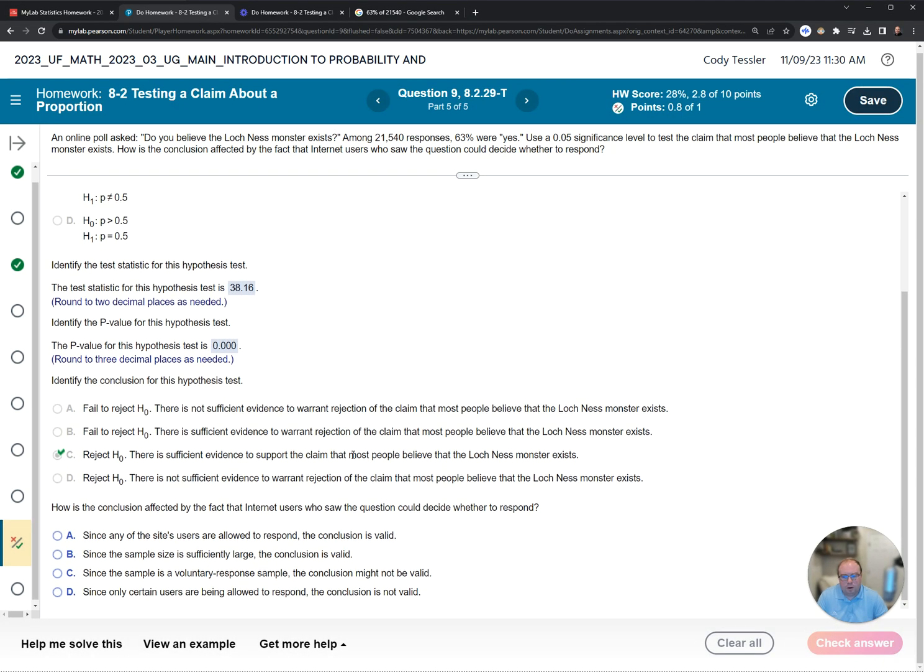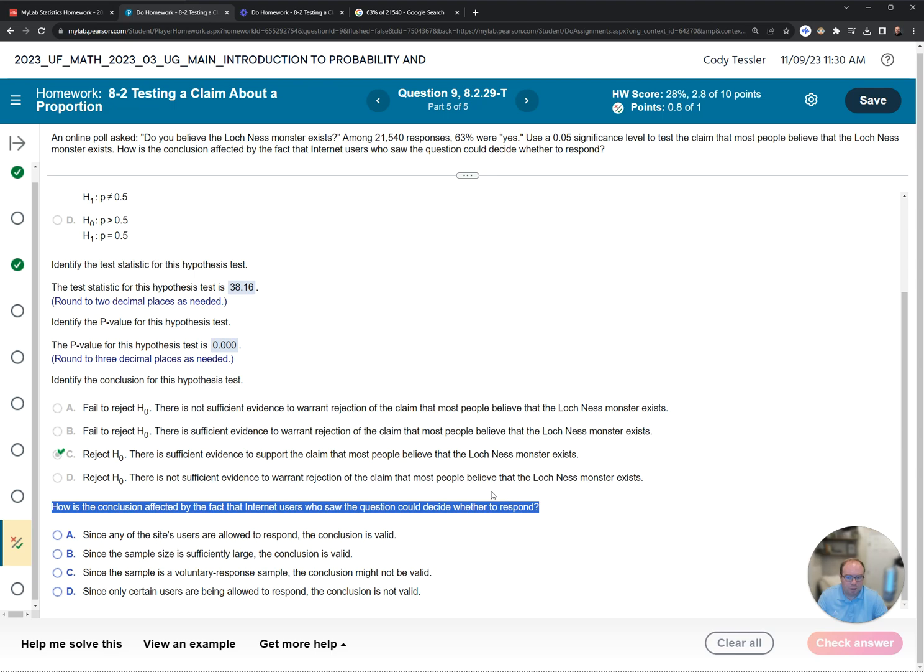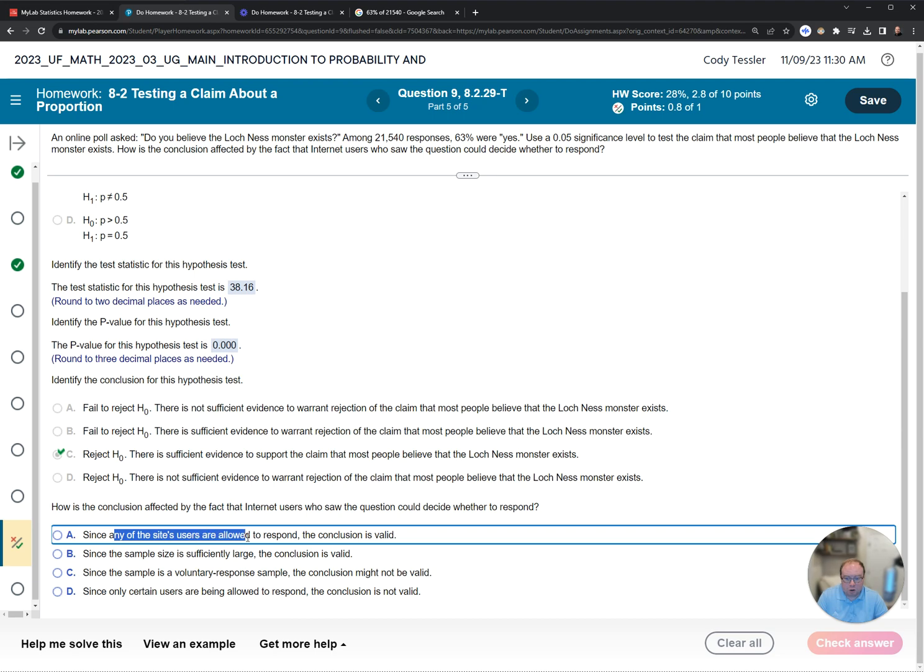Very good. And the last one is, how is the conclusion affected by the fact that internet users who saw the question could decide whether or not to respond? So again, voluntary response samples really skew the data. And I should say skew loosely, because skew has a certain meaning in statistics. I don't want to overload that word. So what I really should say is that a voluntary response sample could invalidate the conclusion. So let's see what that one is talking about. And since any of the site's users are allowed to respond, the conclusion is invalid. That one could be it.